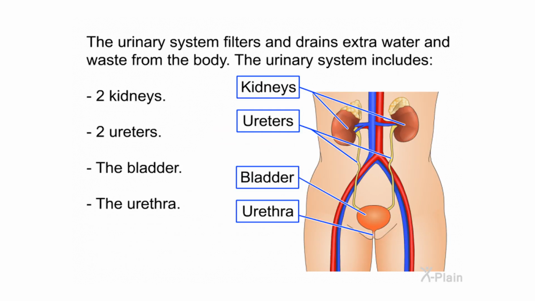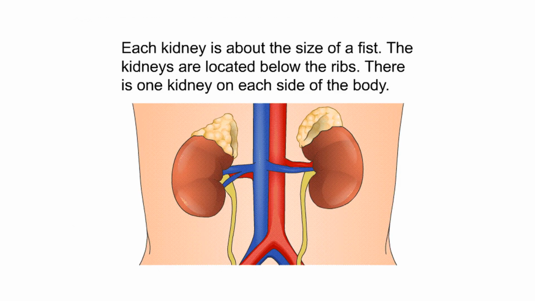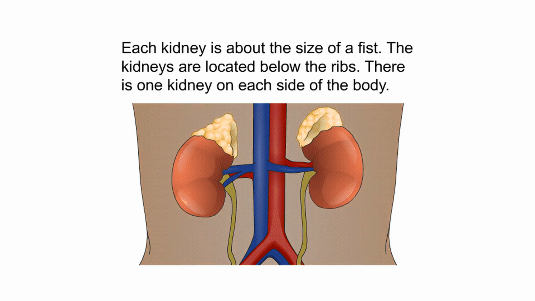Anatomy. The urinary system filters and drains extra water and waste from the body. The urinary system includes 2 kidneys, 2 ureters, the bladder, the urethra. Each kidney is about the size of a fist. The kidneys are located below the ribs. There is 1 kidney on each side of the body.